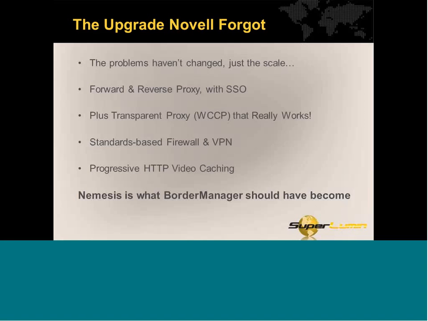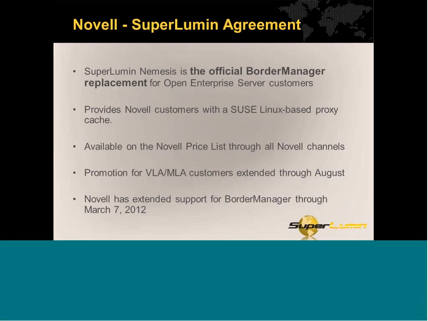So in a lot of ways, SuperLumin is what Border Manager should have been had it been a strategic product for Novell. It was a year and a half ago, something along those lines, that SuperLumin was named the official replacement for Border Manager. The objective from Novell's perspective was to provide customers with a Linux-based proxy cache, since Border Manager has often been the last standing NetWare box in the environment.